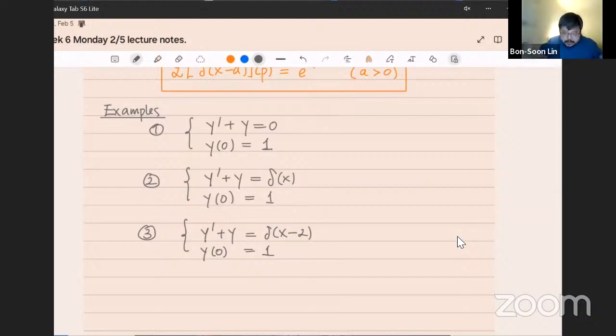Well, let's try to solve each of them. I will solve it horizontally. Let's see if I can do that.